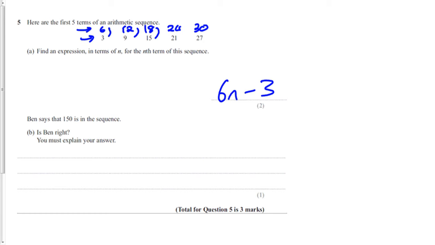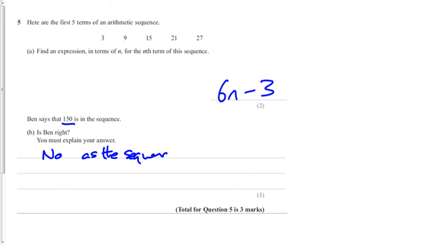The second part to this is Ben right, because he says that 150 is in the sequence. The easiest way to do this is to have a look at the sequence. Now the sequence is 3, 9, 15, 21, and 27. What you notice about that is that all of them are odd numbers, and he's asking is 150 in the sequence. So 150 is an even number, so you need to say no, as the sequence is odd numbers.